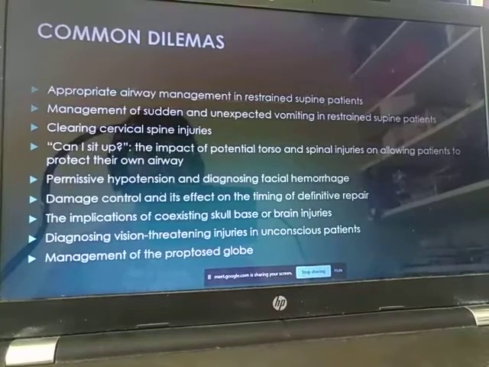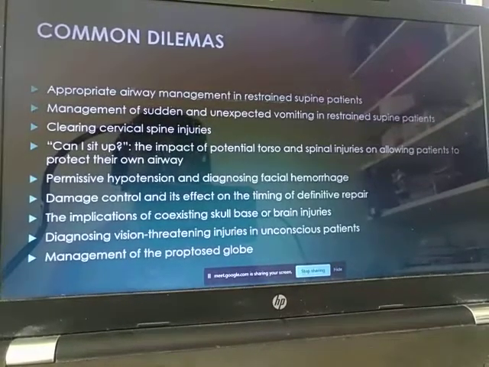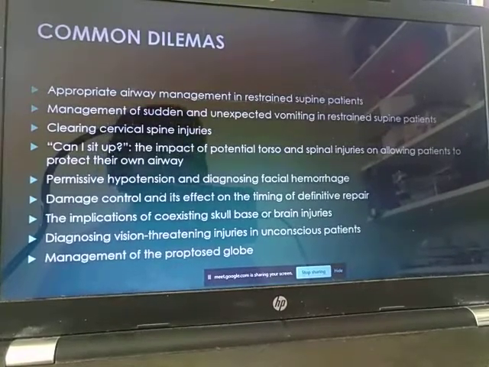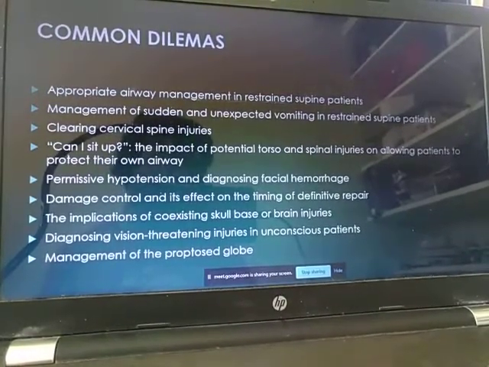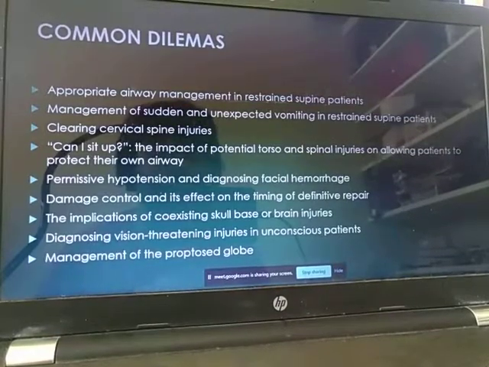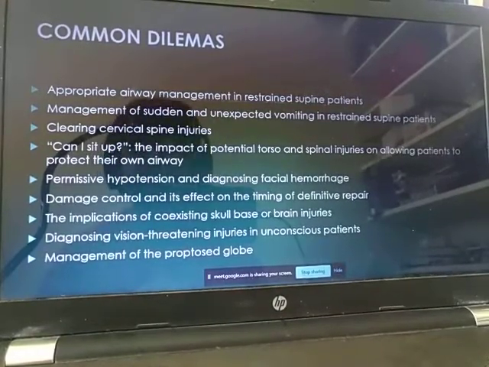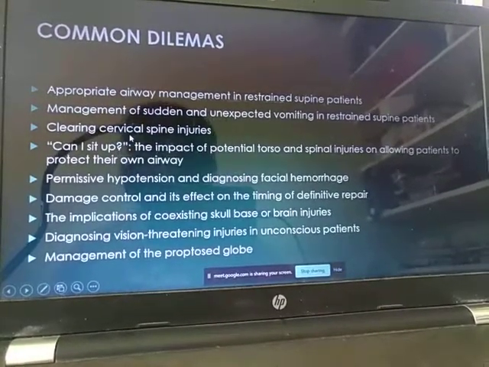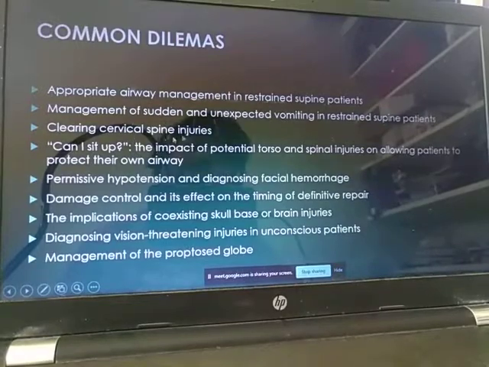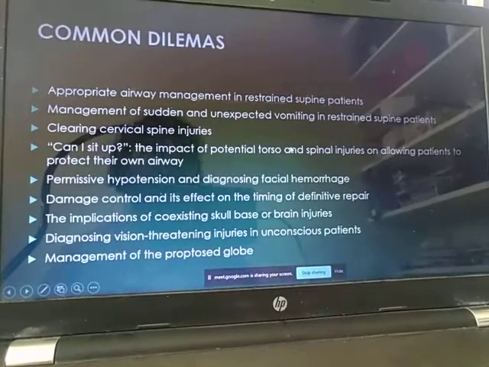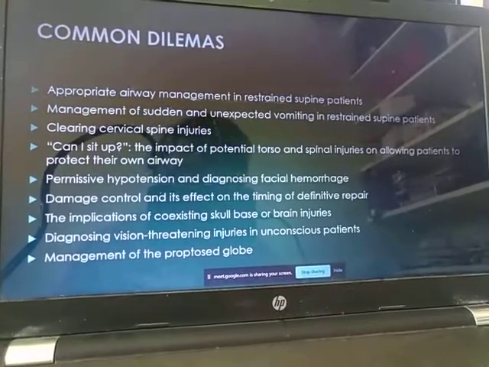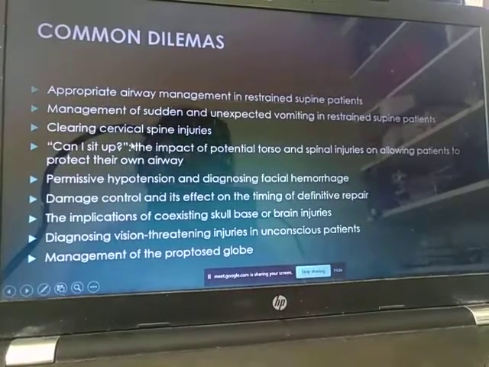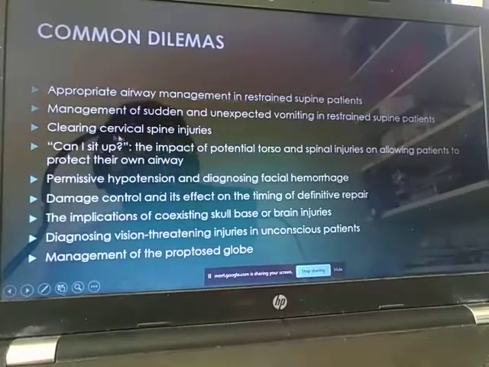So in supine patients, if a patient vomits, the patient is unable to control it, and it might get regurgitated. It might go into the trachea and cause an asphyxiation. So we always need to see that if the patient is having a belching or a nauseating feeling, we need to immediately let the patient come out of the supine position. But that too is a dilemma, because there might be a suspected cervical spine injury. Yes, the next is clearing the cervical spine injuries.